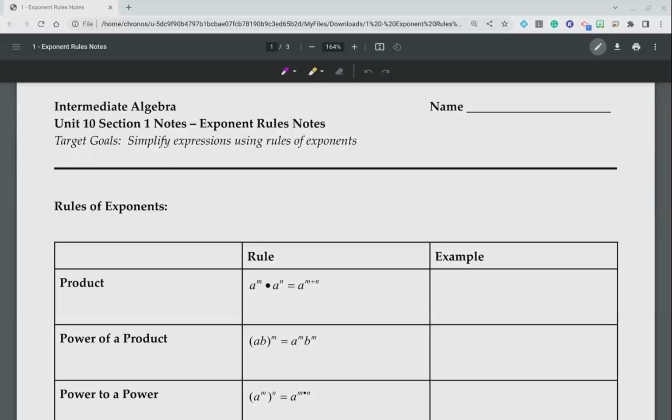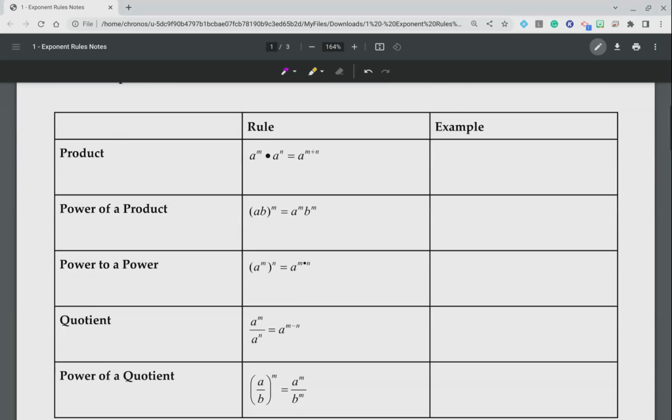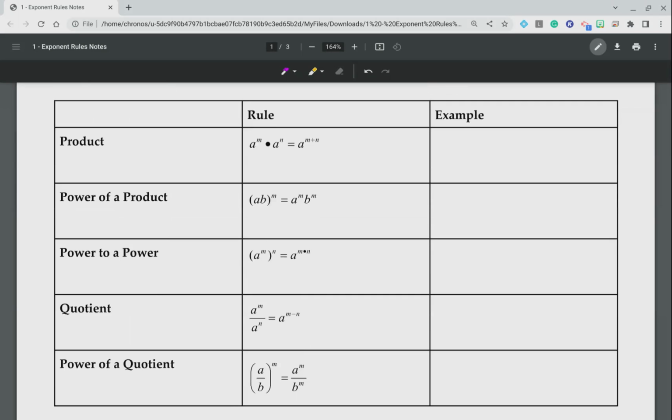So today we're going to be talking about our different exponent rules. All right, so first we have the product rule. And this states that when you have the same base, so notice that these are both A, and you multiply them together with different exponents, you add the exponents together.